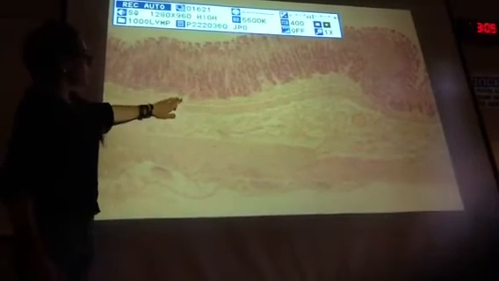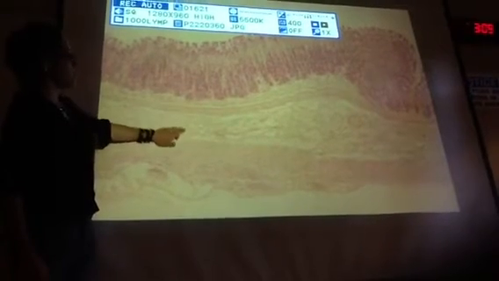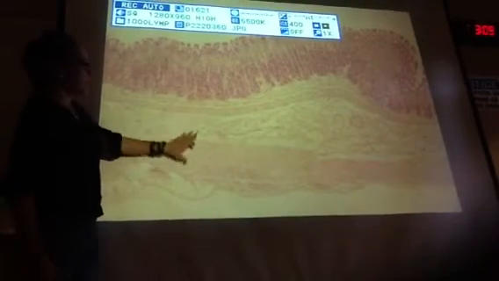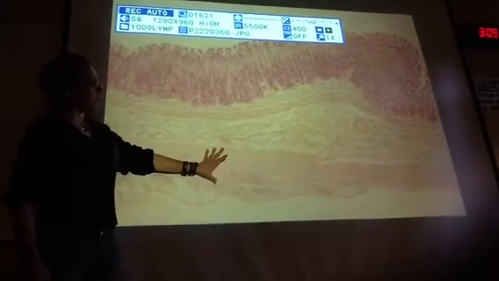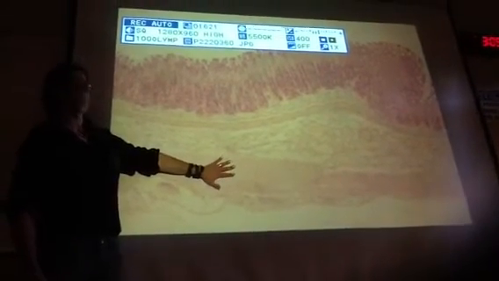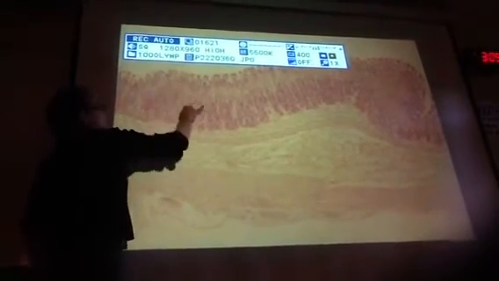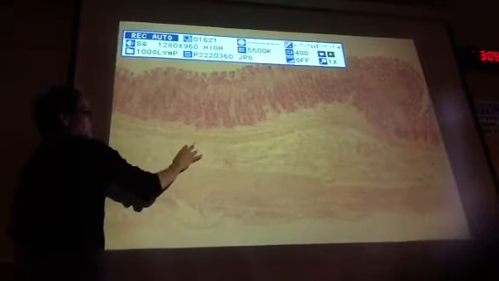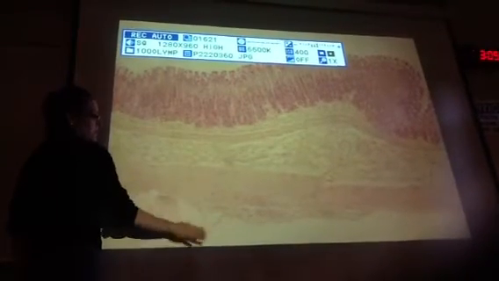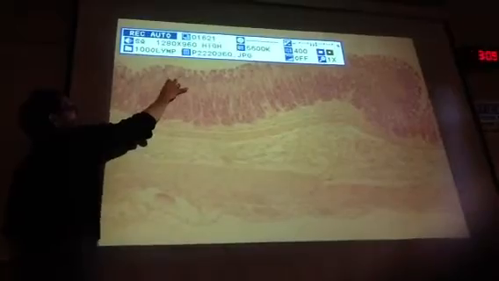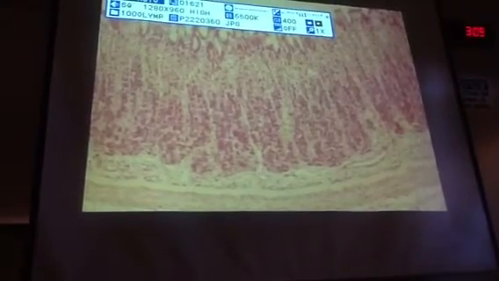Down here, where it's a bit lighter, this is your submucosa. And then here, the cells are a little bit darker again. This is your muscularis externa. And then down here's your serosa. So mucosa, submucosa, muscularis externa, serosa. So I'm going to magnify this up here. And I'm going to magnify it one more time.